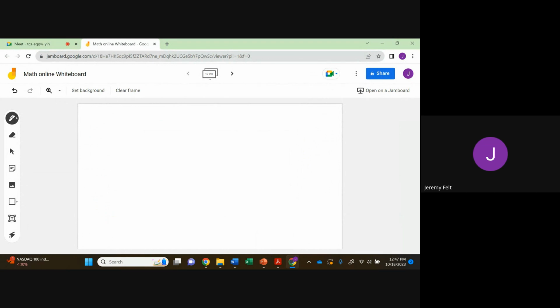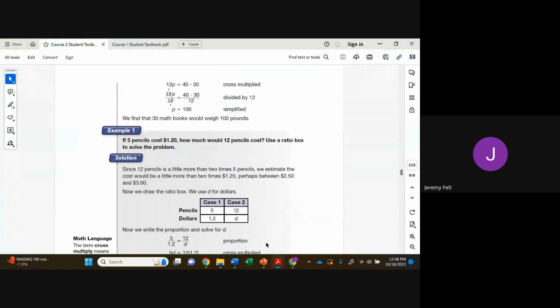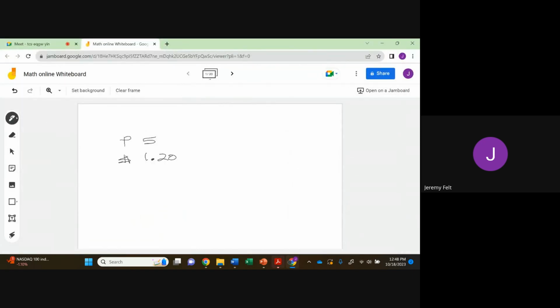5 pencils is $1.20. And we want to know the cost of 12 pencils. So just like always, make sure that your numbers correspond. The pencils are in the same row. The money amount is in the same row. And we just set them up. 5 over 1.2 equals 12 over C. And then we cross multiply.